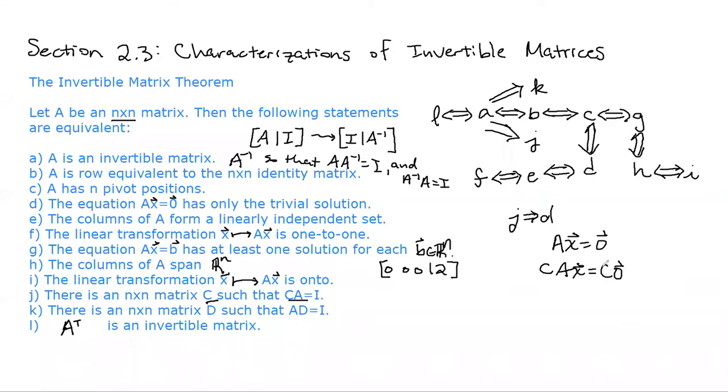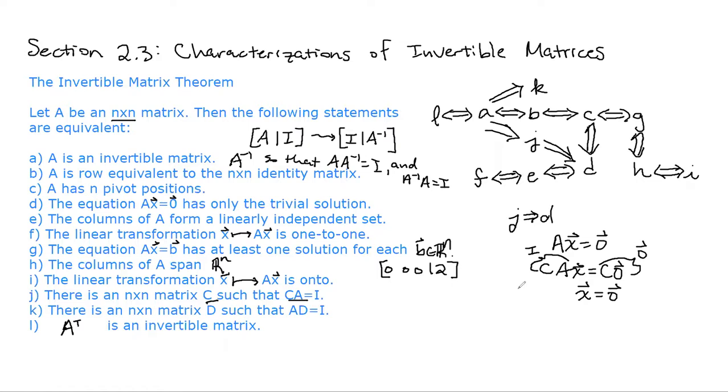Well, if we look at this side, anything times 0 is 0, right? So that one's easy. If we look at this side, we know from property J that C times A is the identity, and the identity times anything is itself, so we're left with X equals 0. That means that we have only the trivial solution. So property J implies property D. This is great news, because that means if we know J is true, then we know D is true, and if we know D is true, we know everything else is true.